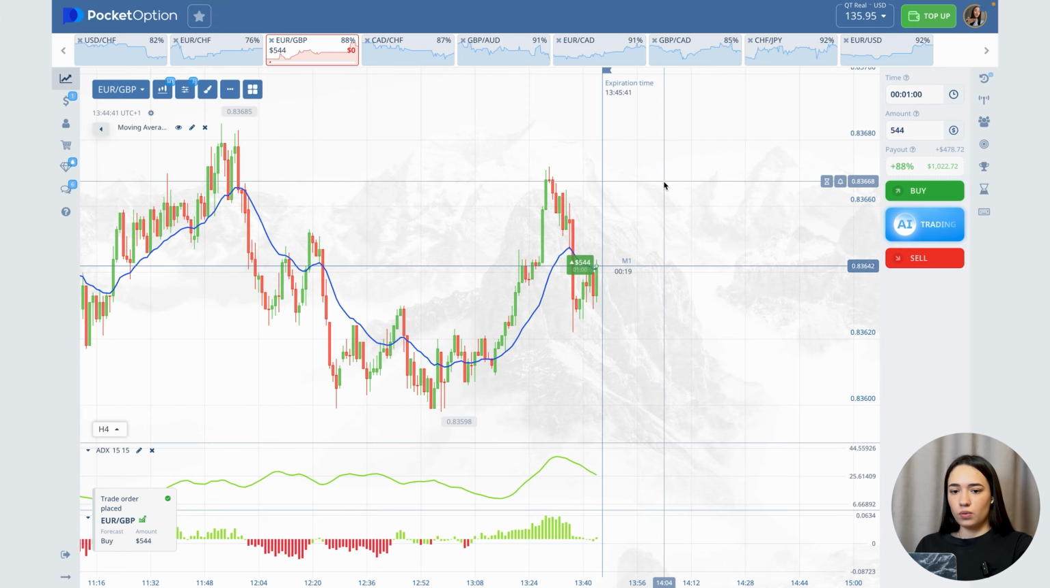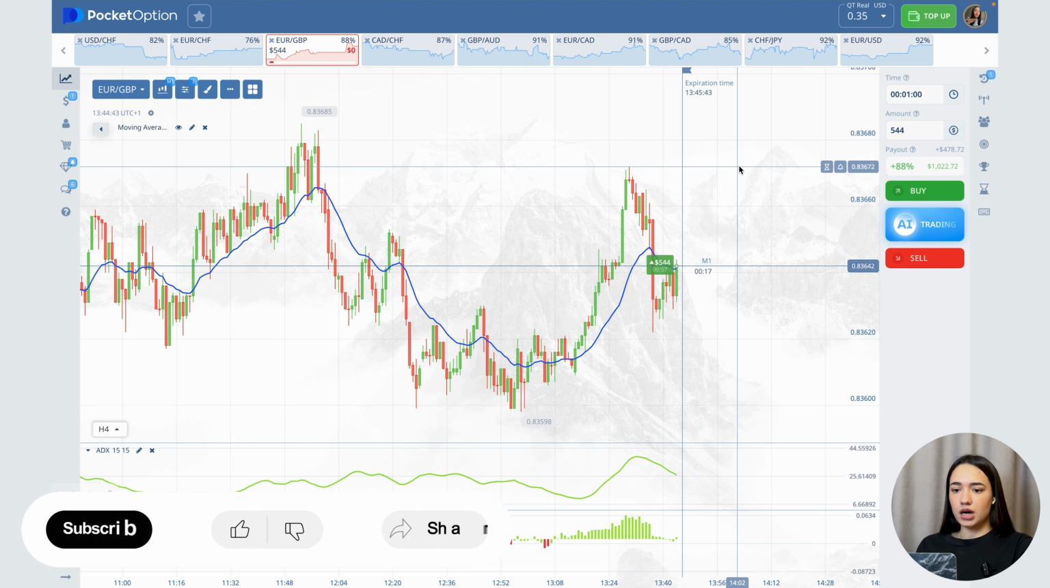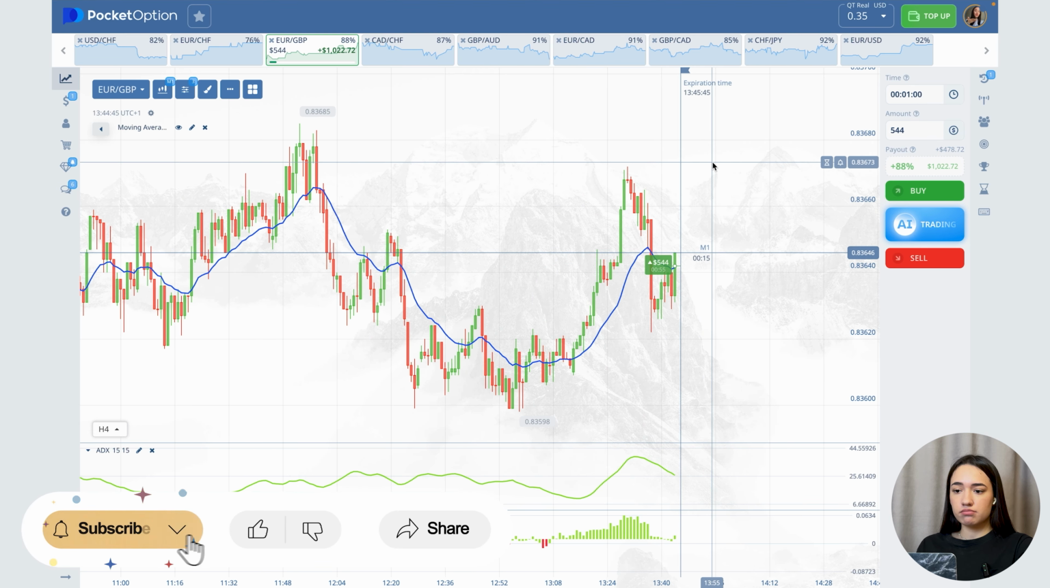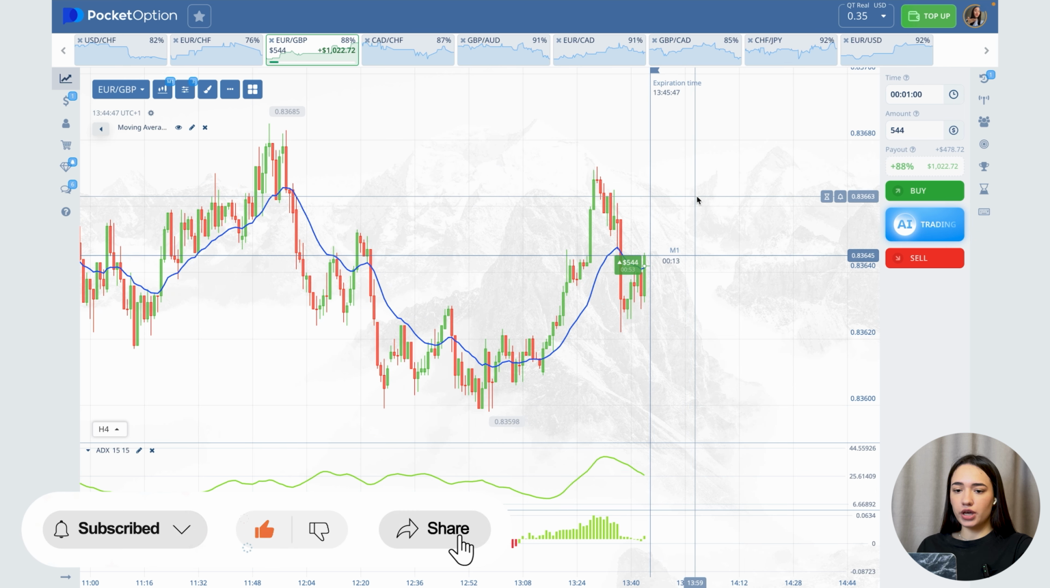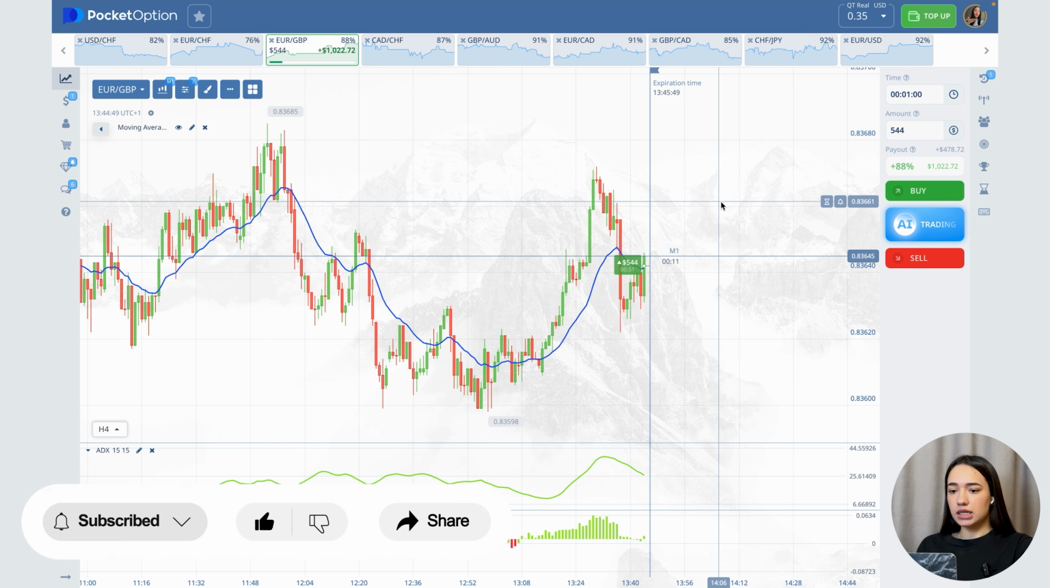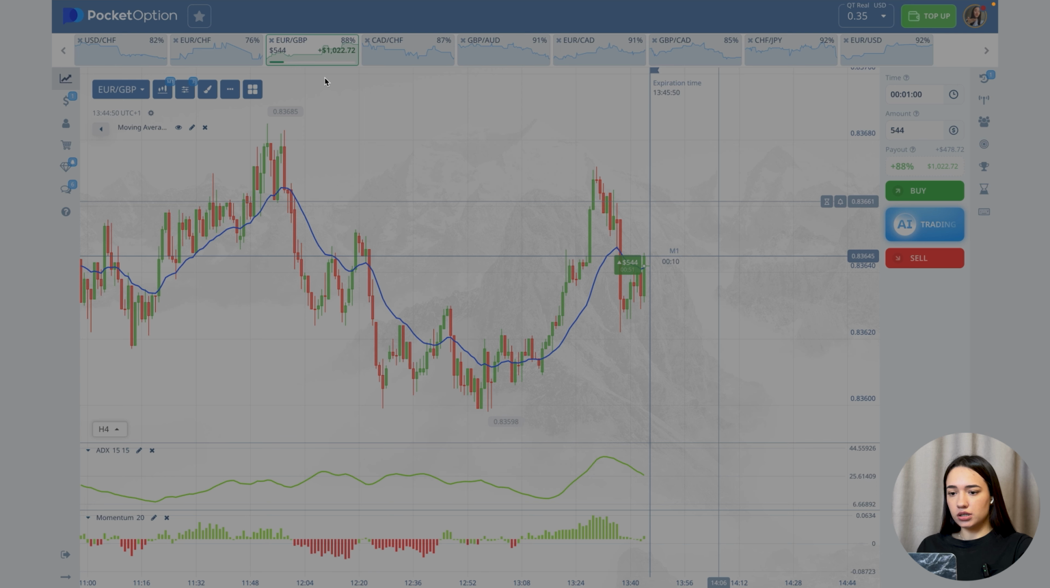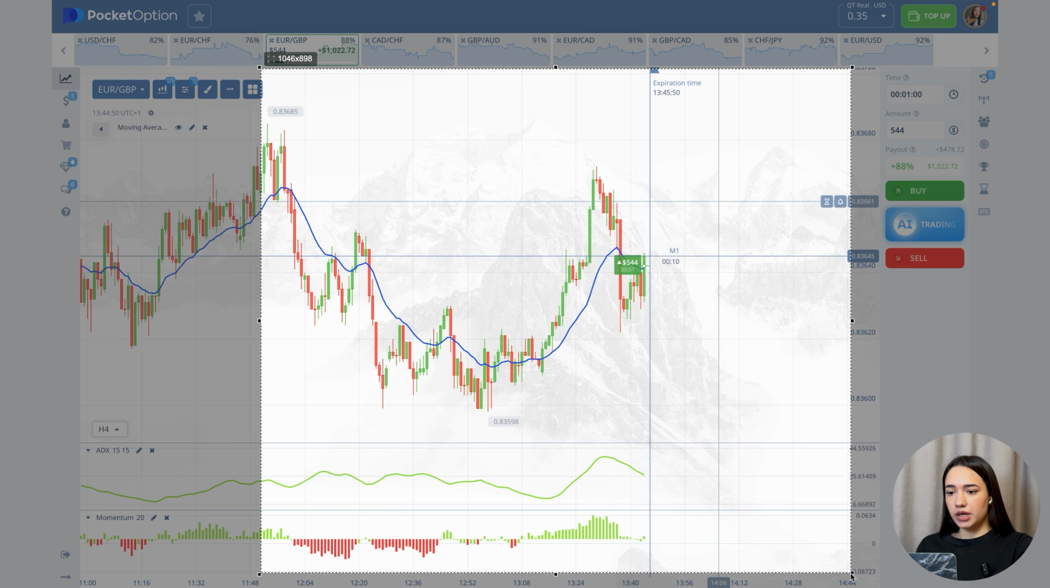So, guys, now let's get back to trading. Let's open a trade here for increase. We will focus on the moving average and also analyze the chart a little. Here is what we have.